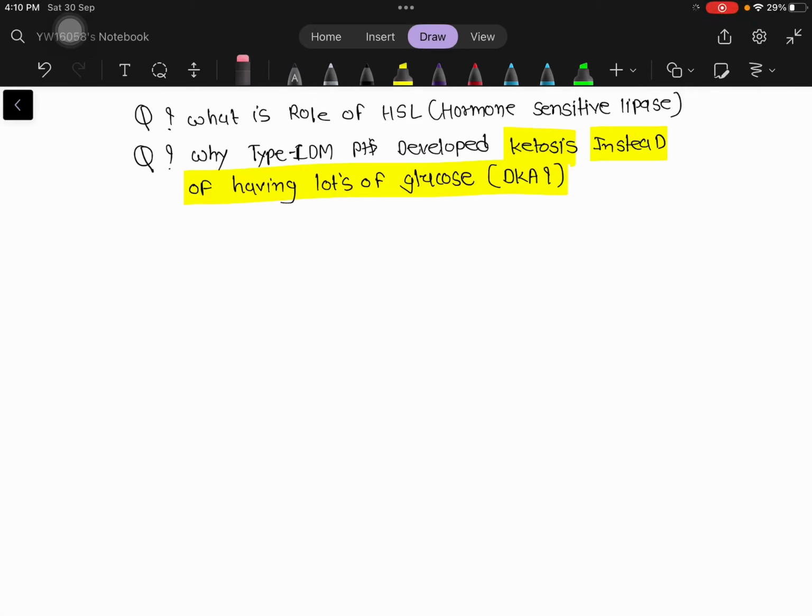So today we are going to talk about what the role of the hormone sensitive lipase is, and why a type 1 diabetes mellitus patient develops ketosis instead of having lots of glucose to eat.